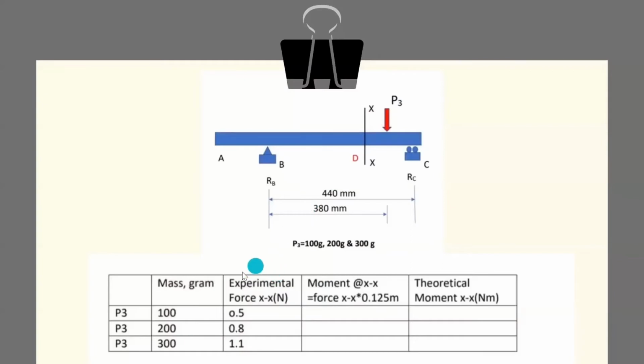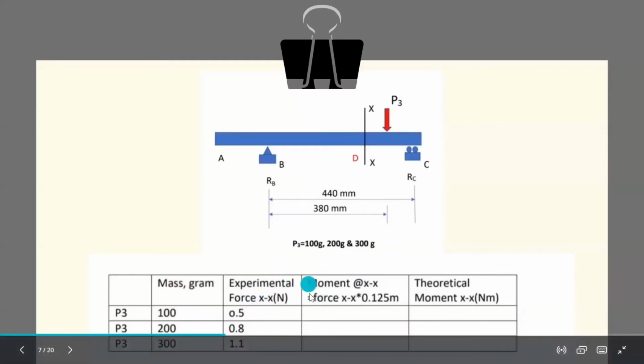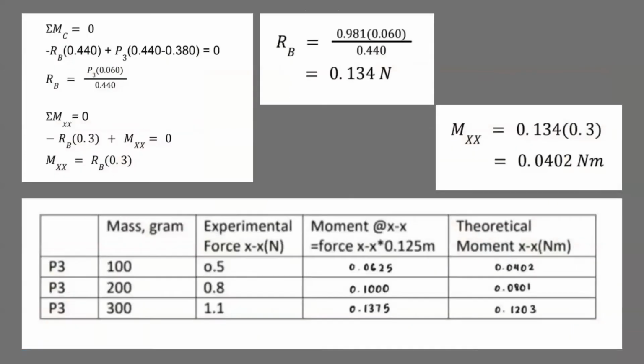From the reading taken, we can calculate the moment at XX by multiplying the force with the length of our lever arm, which is 0.125 meter. Then we can proceed to determine the theoretical moment at XX. By taking the moment at C equal to 0, we can compute the reaction force equation at B. And then we will take the moment at XX equal to 0 in anti-clockwise direction, where the forces acting upwards will be negative and the forces acting downwards will be positive.